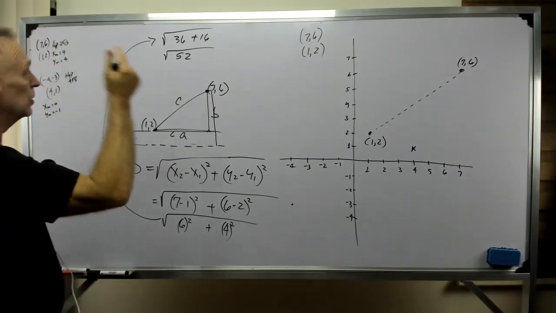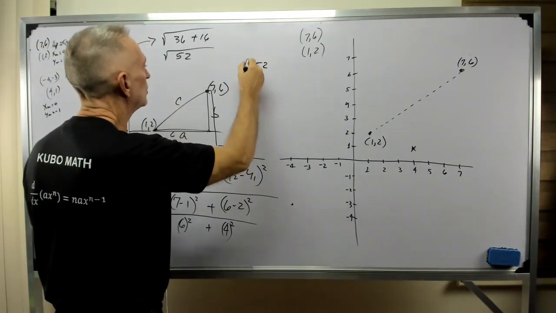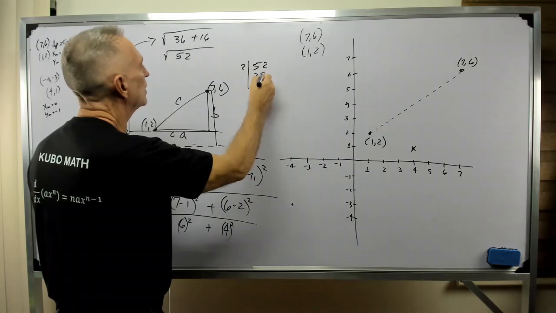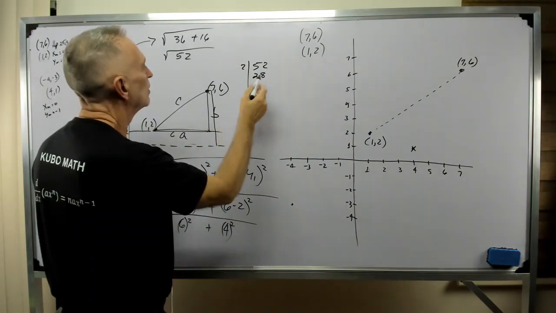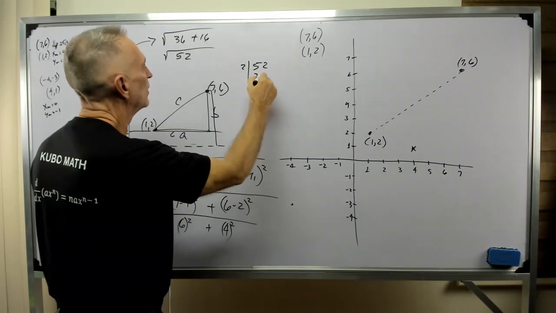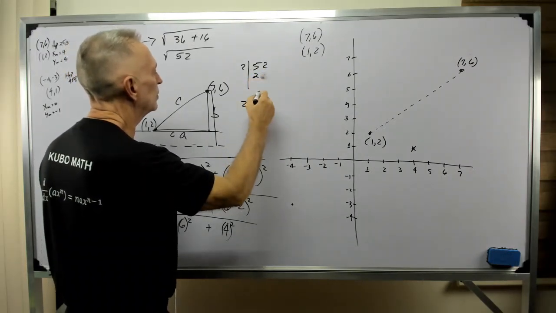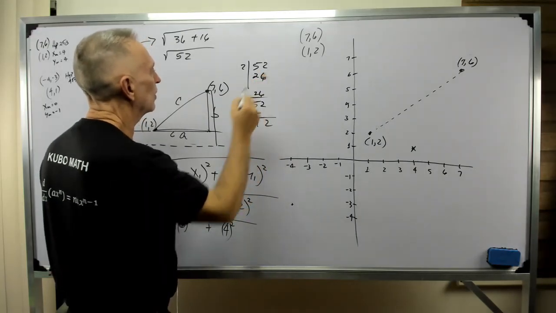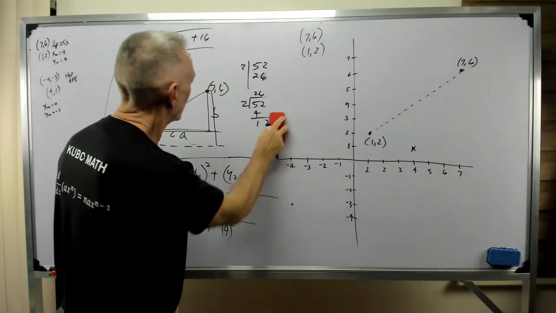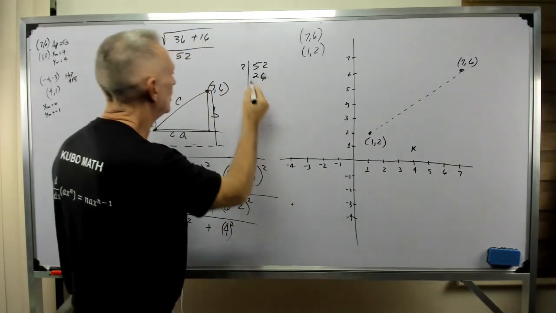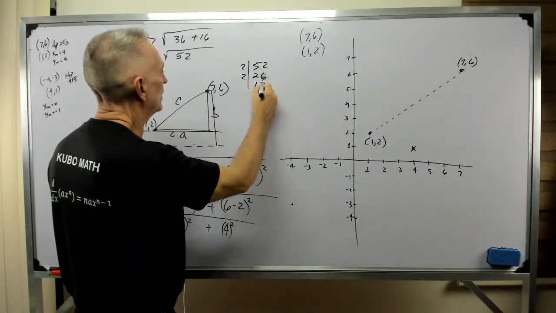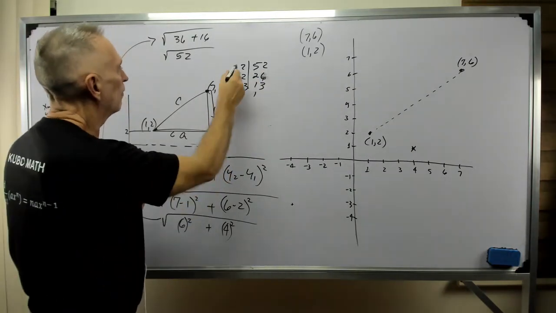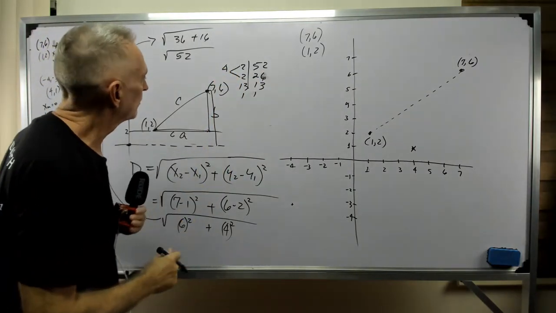All right, 52, what does that look like here? 52 divided by 2 is 26. Then 26 divided by 2 is 13. So the factors of 52 are 4 times 13.